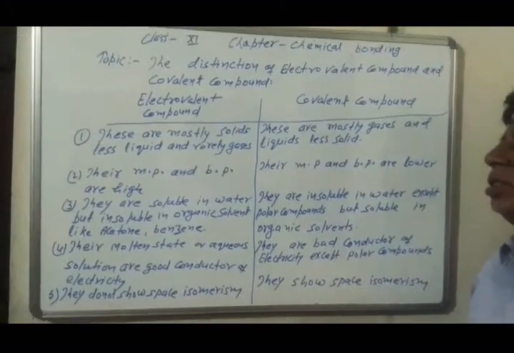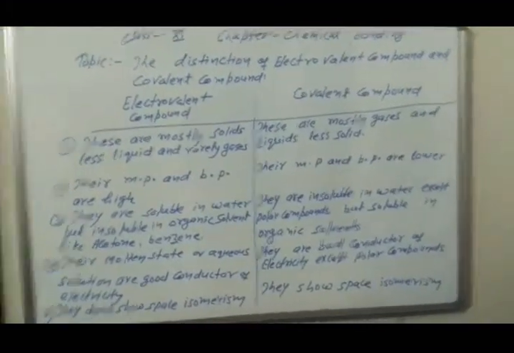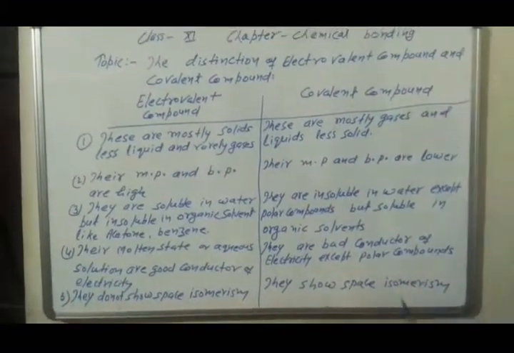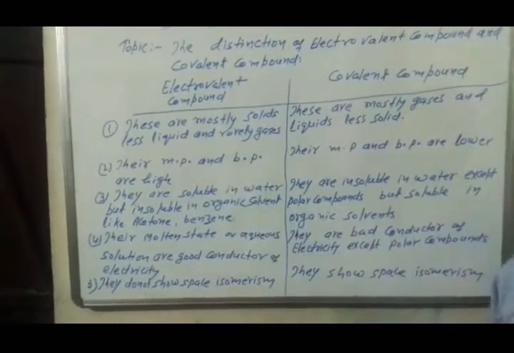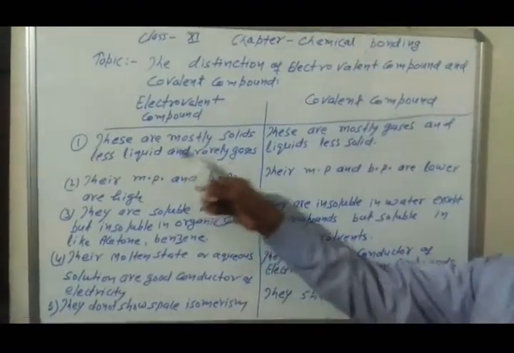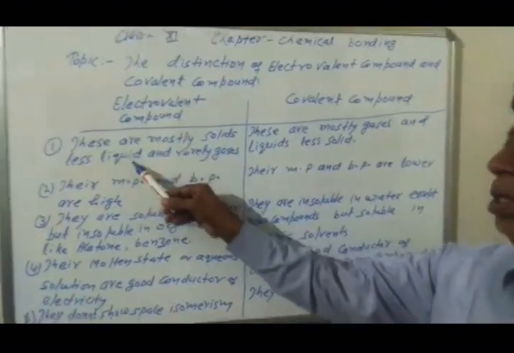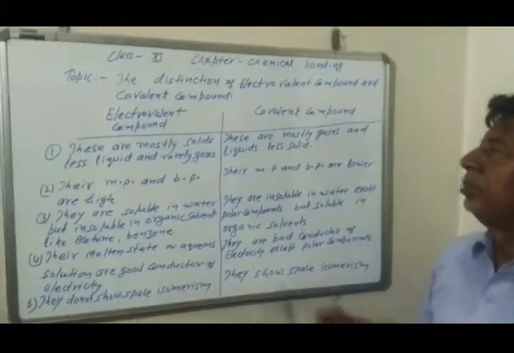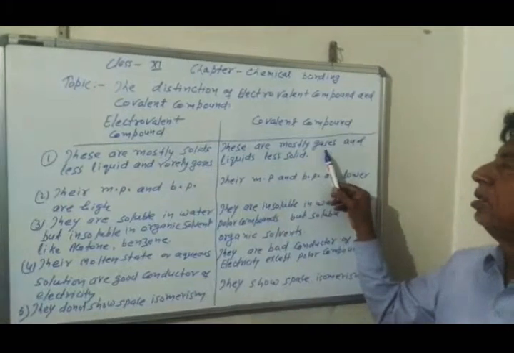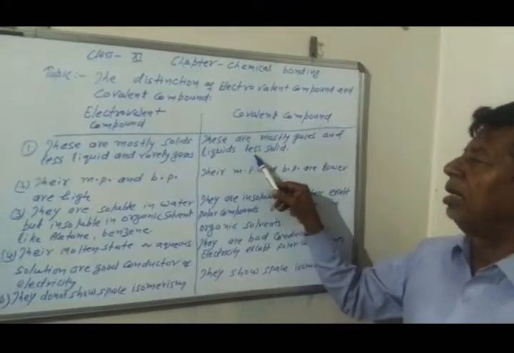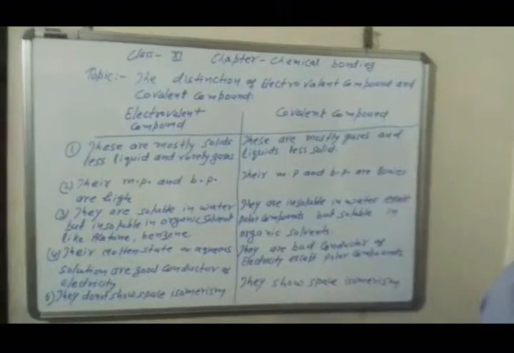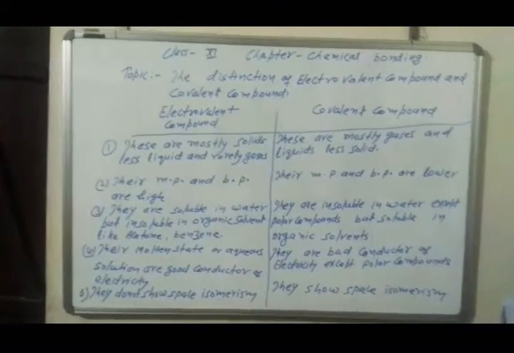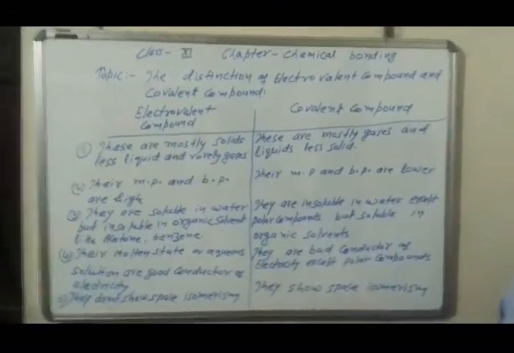Now, the distinction between electrovalent compounds and covalent compounds is as follows. First one, the electrovalent compounds are mostly solids, less liquid, and rarely gaseous, while covalent compounds are mostly gaseous and liquids and less solid. Next point, the melting point and boiling point of electrovalent compounds are high.